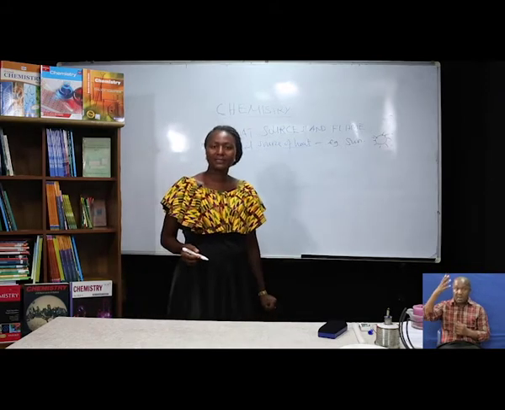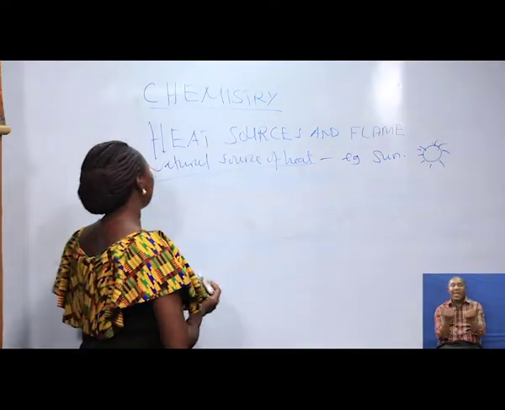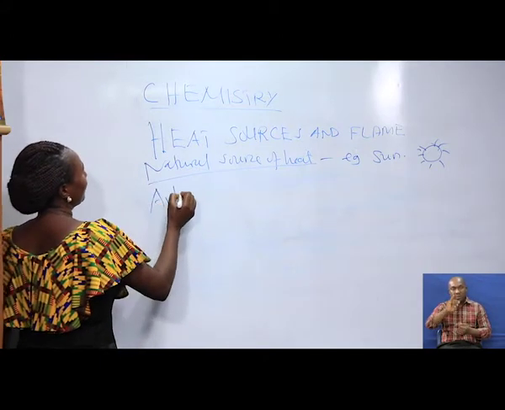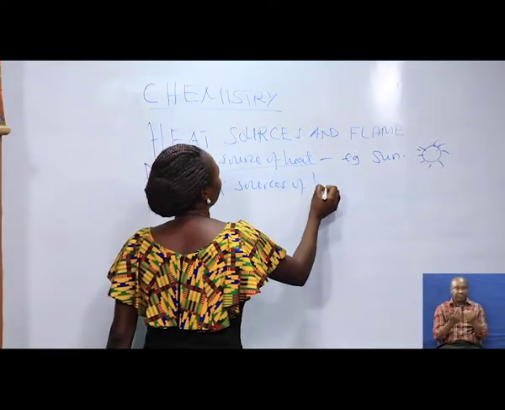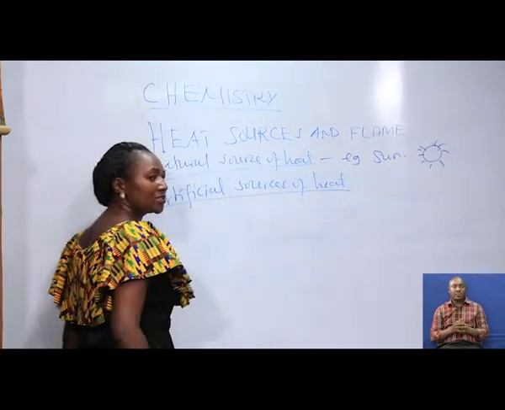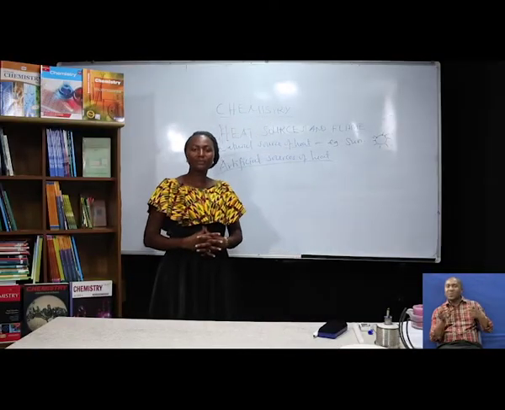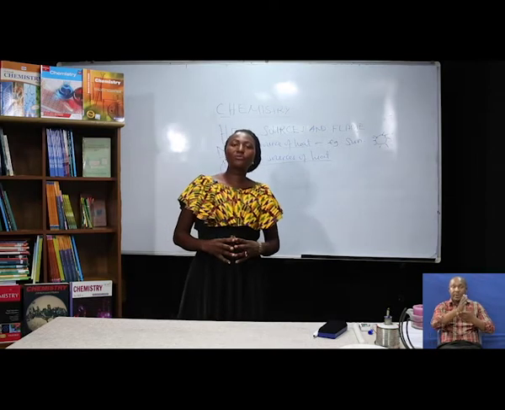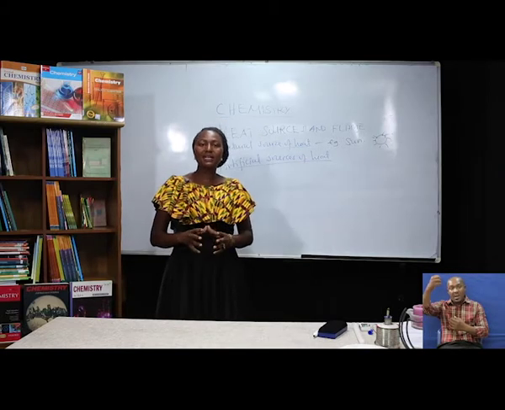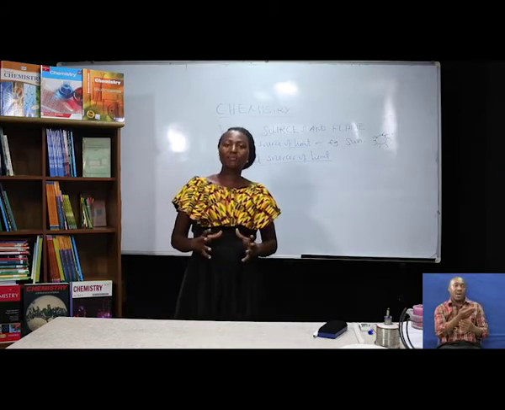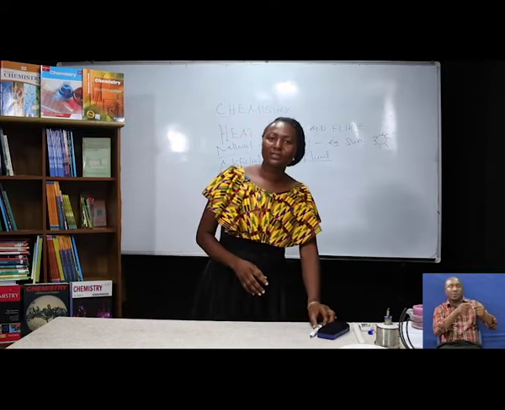Another source of heat is artificial sources of heat. We have many kinds of artificial sources of heat. Some of them are used for cooking, others are used for lighting, and others are used in chemistry for heating substances. They are of many kinds. Let us mention them together, students.